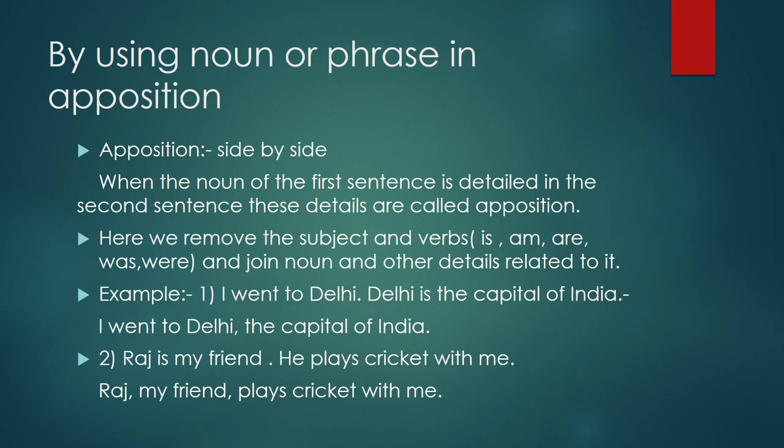For example, I went to Delhi. Delhi is the capital of India. So here we are joining these two sentences by removing the subject and helping verb. I went to Delhi, the capital of India. Similarly, Raj is my friend. He plays cricket with me. Raj, my friend, plays cricket with me.